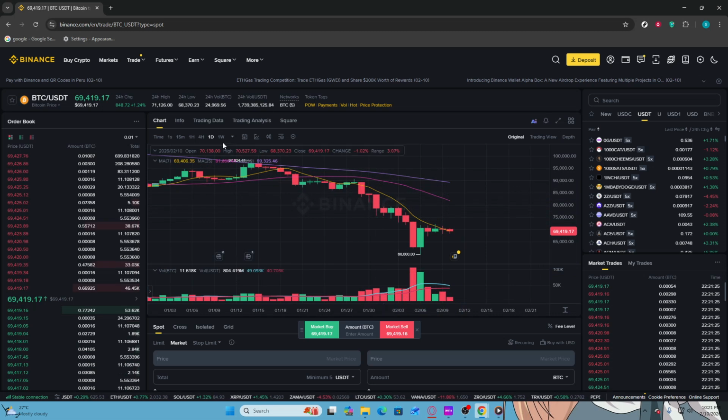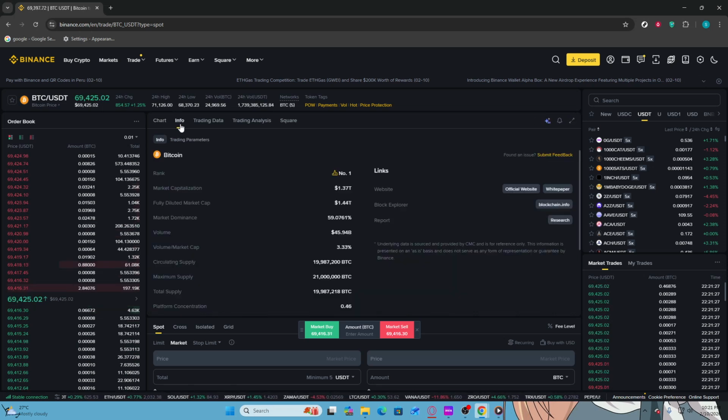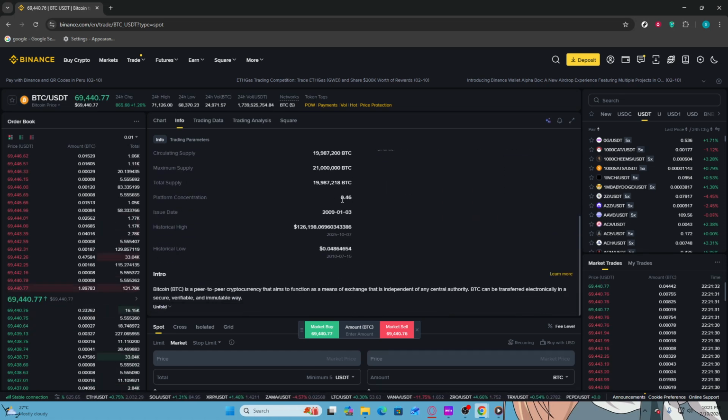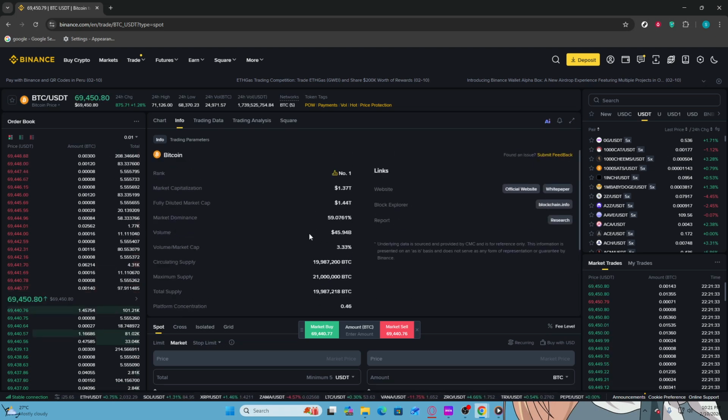After analyzing the chart, navigate to the info section to gather additional details about the selected cryptocurrency. This area provides essential information, including market capitalization, trading volume, and historical performance, which can inform your trading strategy.